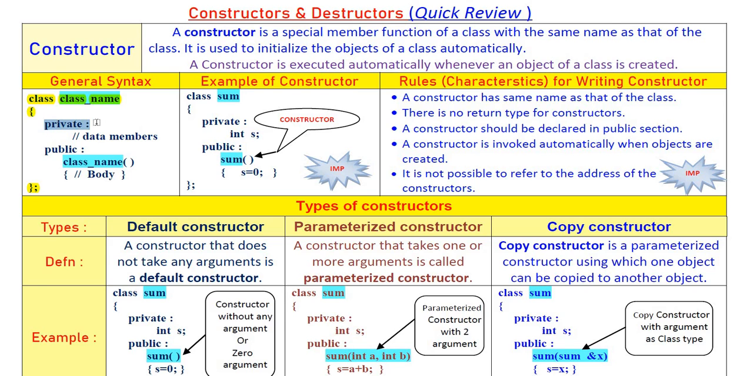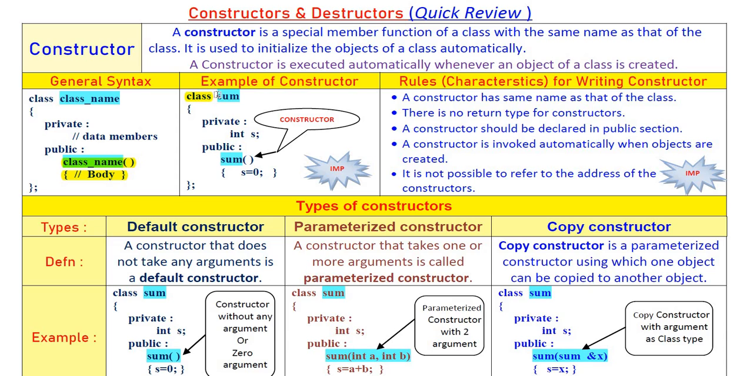So here private section is there. So in private section we have to declare data members, and in public section we have to declare constructor function. So constructor is a function. So it is a special function because here you can see. Okay, I will explain in example. So here this is the constructor and its body. So here this is the example of a constructor, how to create constructor.